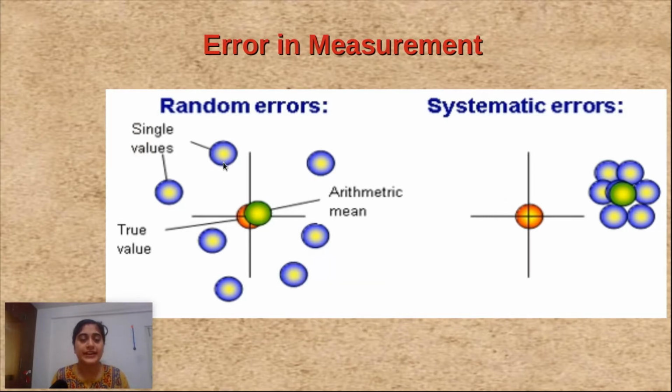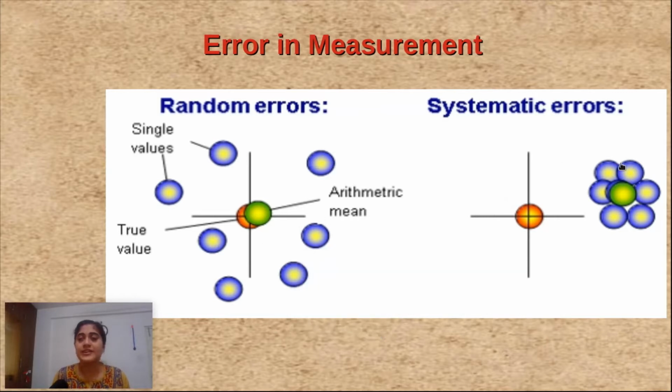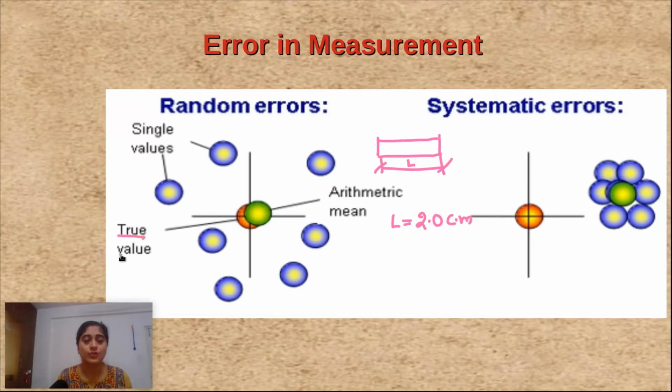When we are getting some random values, then it is having random errors. And here we can see we are getting some systematic value. It means we are always getting the same type of values. Suppose you have one component and you have to measure the length L of this component. Suppose the L of this component is 2 centimeter. This is the true value. This orange color is the true value.